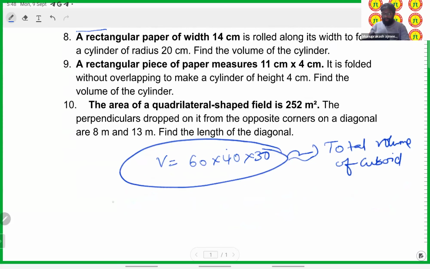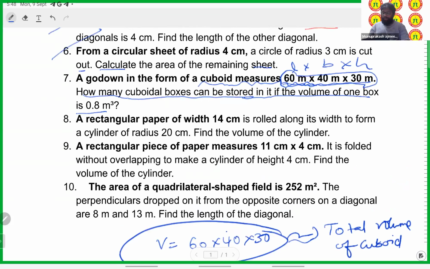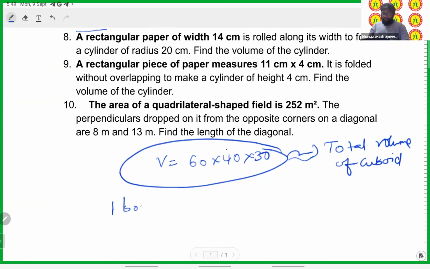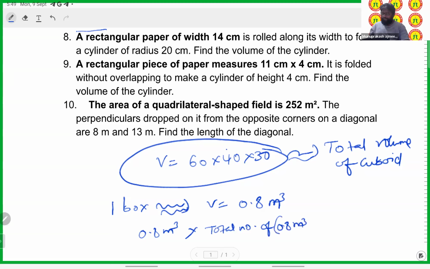Okay. So how many cuboidal boxes can be stored in it if the volume of one box, what is the volume of one box? 0.8 meter cube, right? So if I want to calculate how many boxes are stored, what should I do? 0.8 m cube into the total number of 0.8 m cube boxes is equal to, this gives rise to what? The total volume of the cuboid or not? Yes, sir.